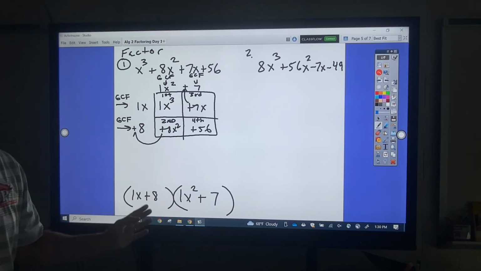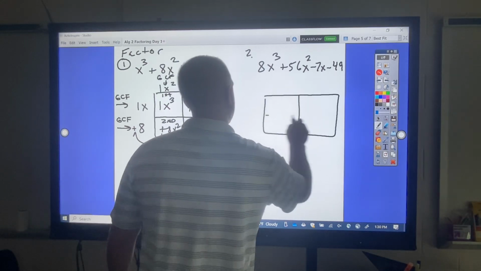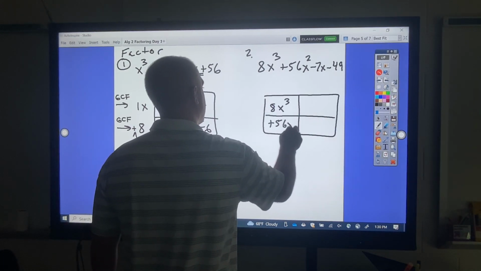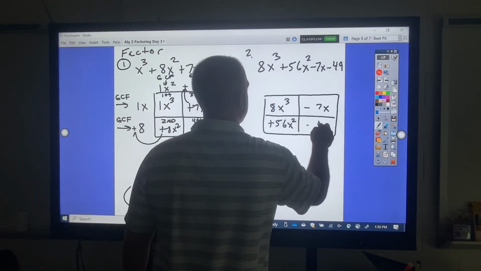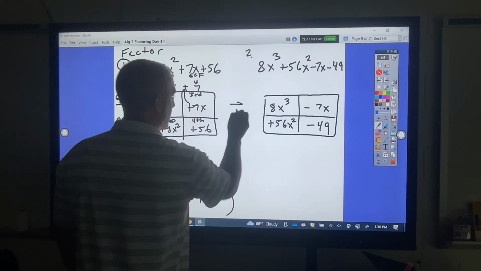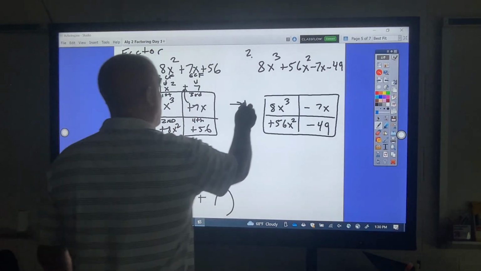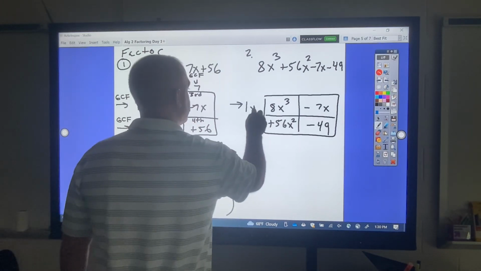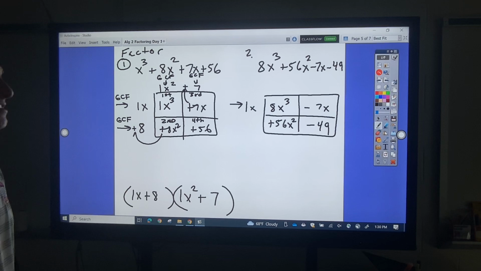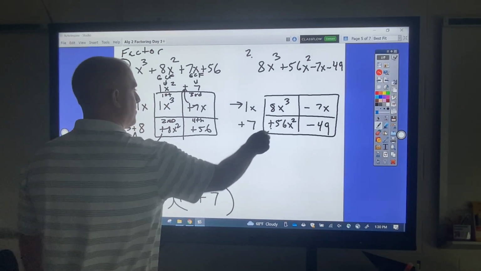And now we're just going to practice that. So all we have to do, first term, second term, third term, fourth term. Going this way, 8 and 7. Do any numbers go into each other? No. So I'm going to put a 1. They both have an x, so that's an x, and that's the smallest one. Biggest number that would go into 56 and 49 would be 7. And since that's a plus, that would be a plus.